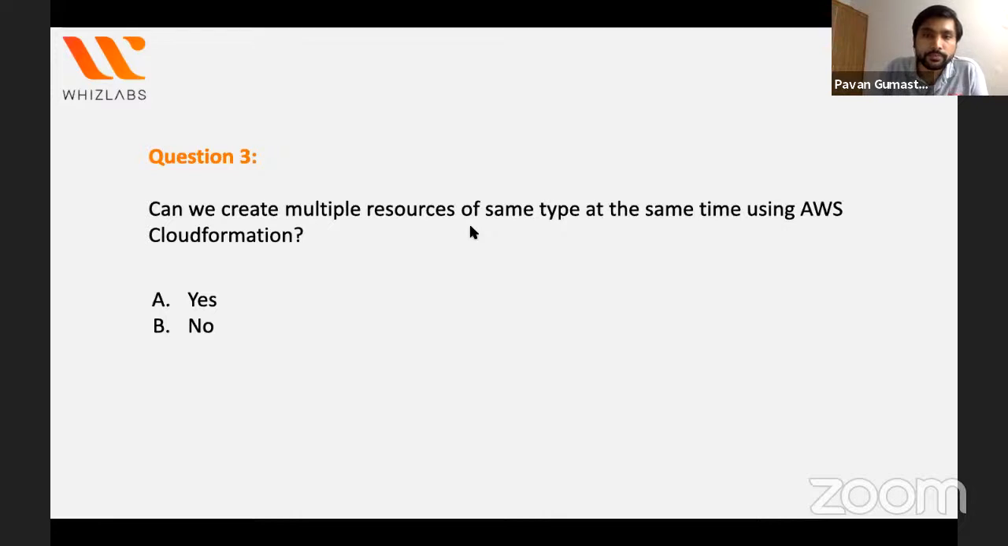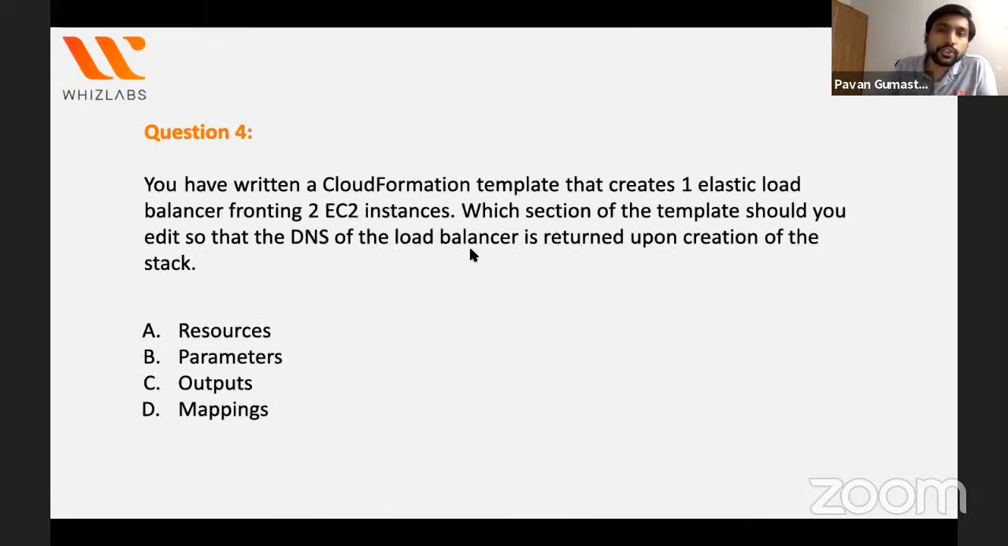Okay, I see people are answering now. If everybody has answered, let me move on to question number 4. You have written a CloudFormation template that creates one elastic load balancer fronting two EC2 instances. Which section of the template should you edit so that the DNS name of the load balancer is returned upon the creation of the stack? So which part of the template do you need to edit? A is resources, B is parameters, C is outputs, and D is mappings.